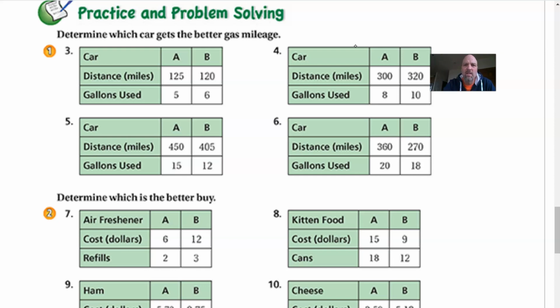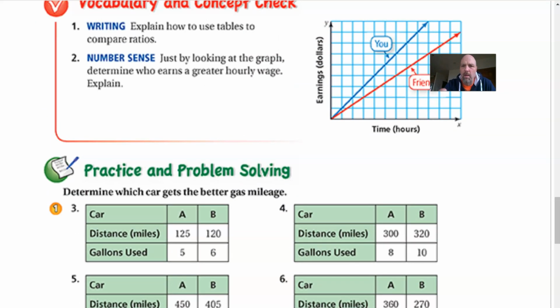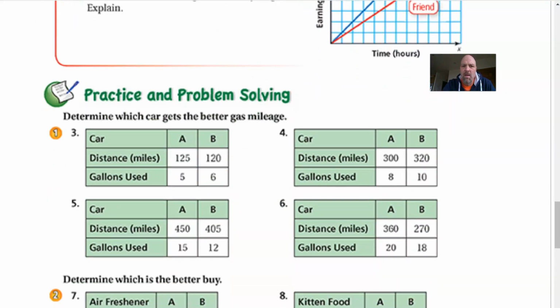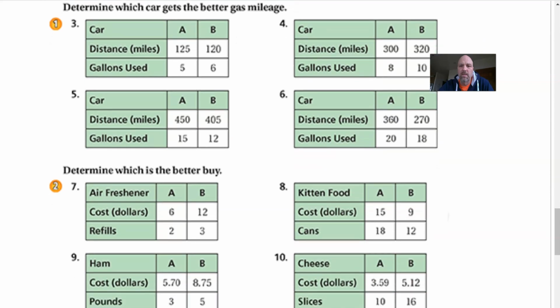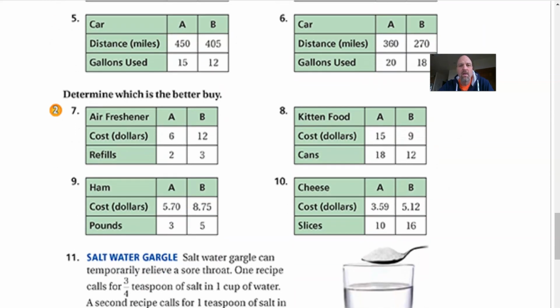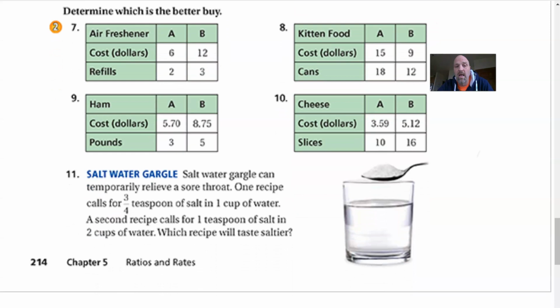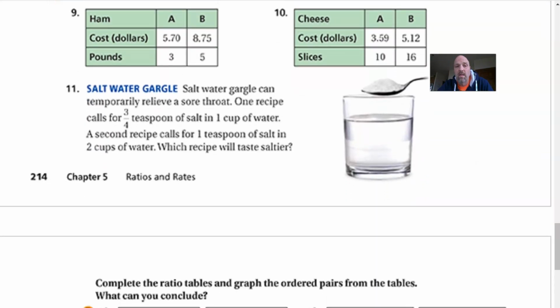And after I get these, I could either make a graph like this, or I can do 125 divided by 5, which gives me the miles per gallon, and then 120 divided by 6 gives me miles per gallon. Then with that unit rate, I'll know: the bigger number is better per gallon. Same thing here. I like this because it's not just miles per gallon, although that's what we use it for all the time. But better deals, which cost less per slice, all kinds of things like that.